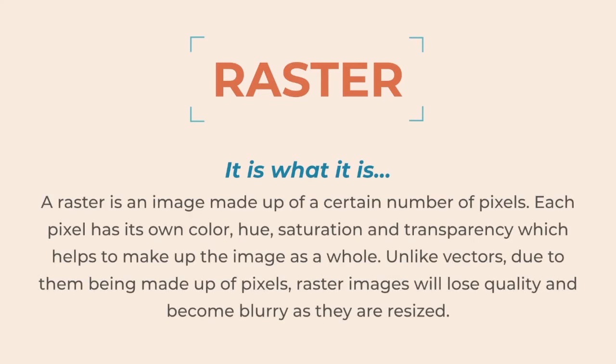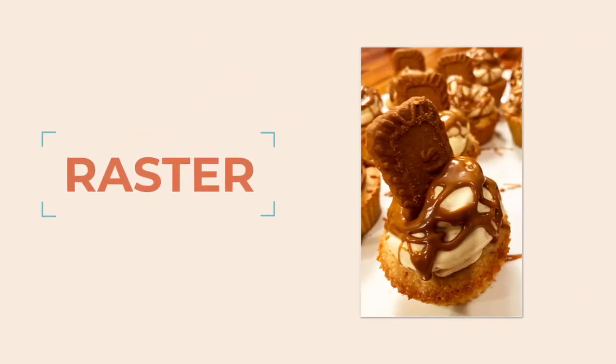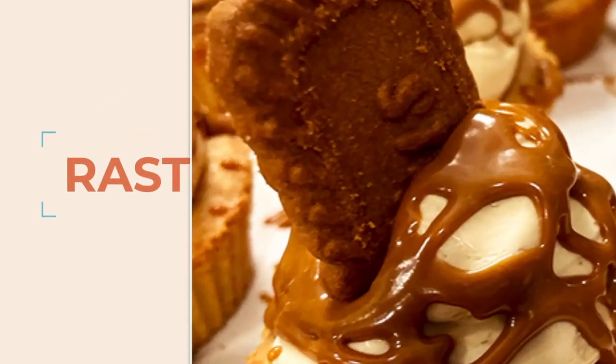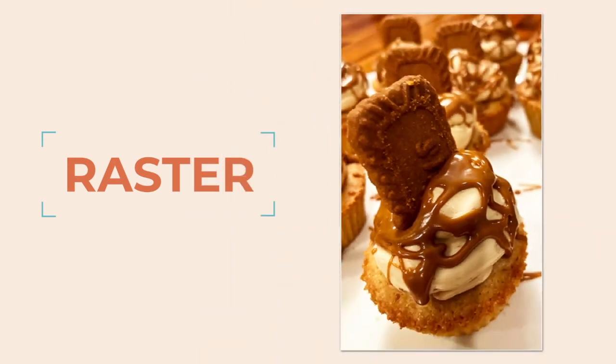Raster. A raster image is basically the opposite of vector. It is what it is. There is nothing that can be resized, especially up, without losing some sort of quality. It's made up of a certain number of pixels. It has its own color, hue, saturation, transparency, and that cannot be adjusted without affecting the quality. For example, a picture is a raster image. Here's a picture of a cupcake. If you zoomed in on it, it's going to blur. It's not going to look as good.